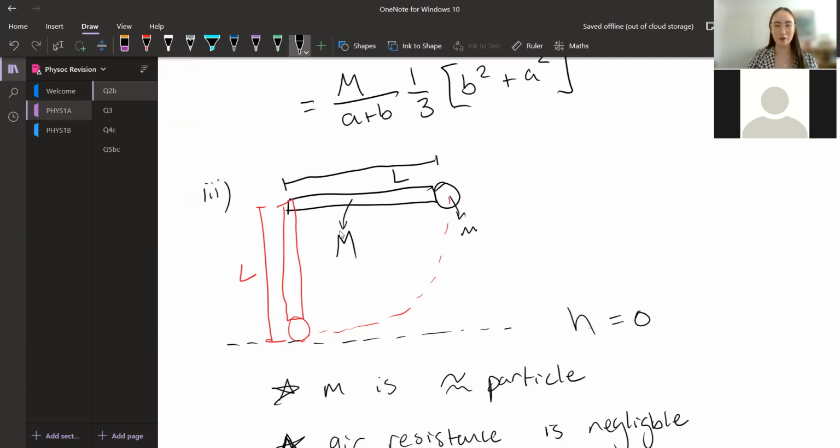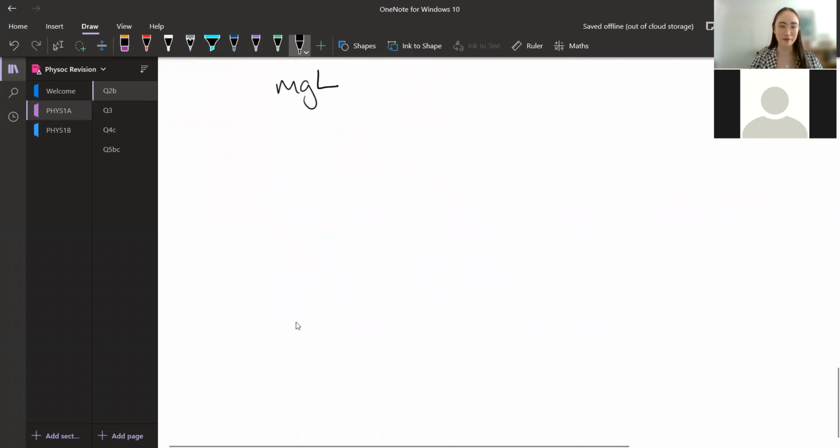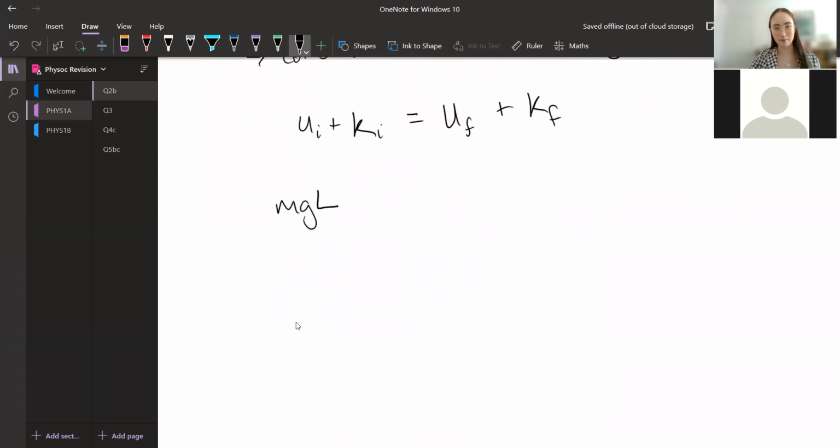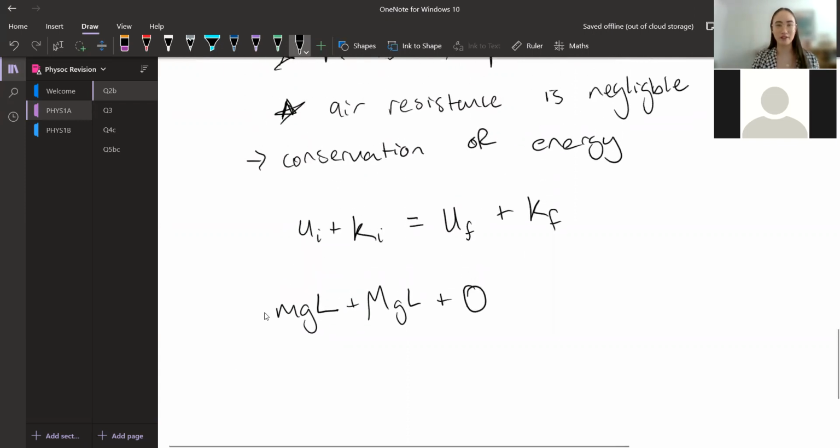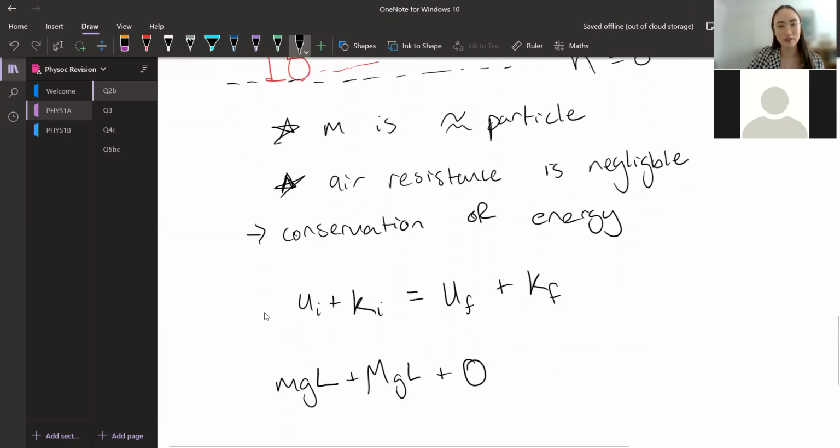So at the beginning, both the mass of the rod and the small mass of the particle at the end are that full L length above. So the little mass plus the big mass, that's our initial potential energy, and we said our initial kinetic energy was assumed to be 0. Now, well, let's add that to our list of assumptions. Released from rest.